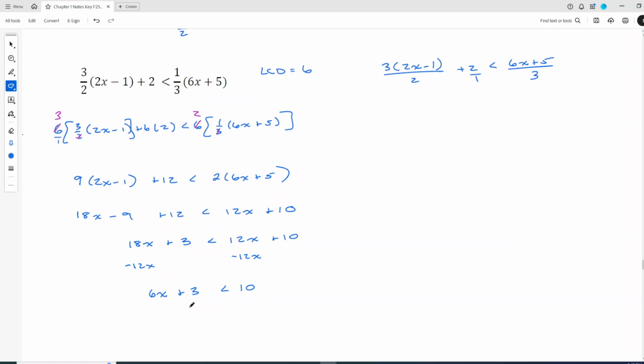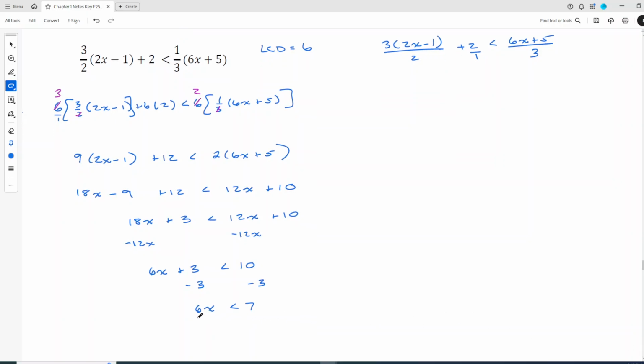Then I'm going to minus the 3 from each side. I end up with 6x is less than 7. And then lastly, I'm just going to divide each side by 6. And I end up with x is less than 7/6. So both of these gave fractional answers. They're not the best, but they are the answer. And that's okay, because then all we're going to do is state our solution set.